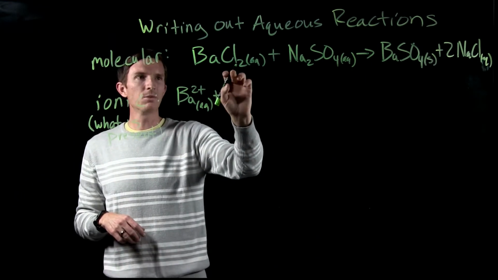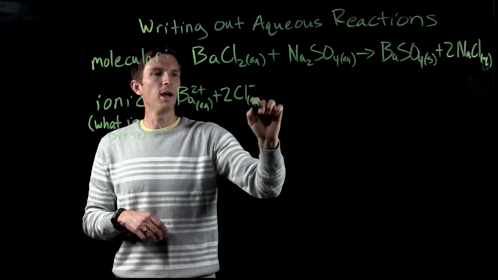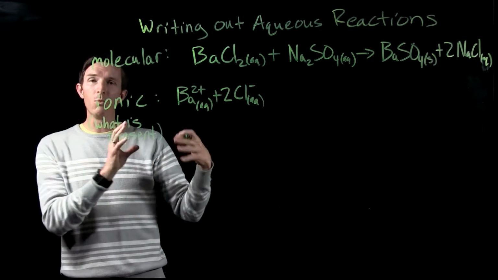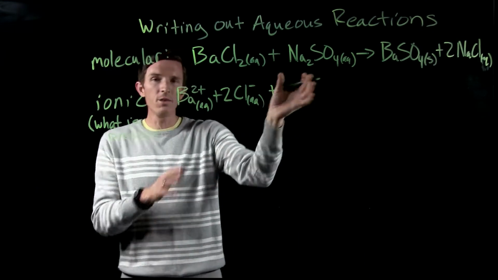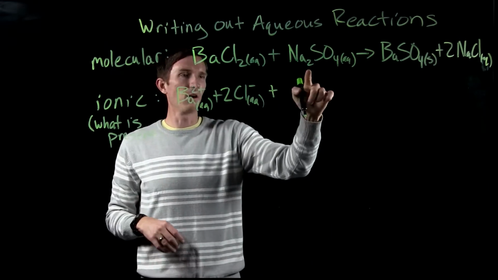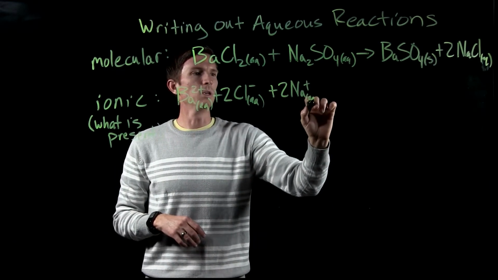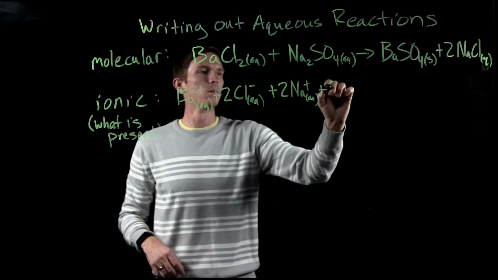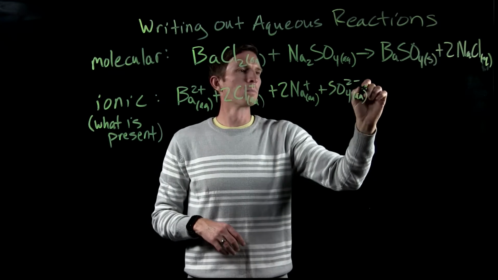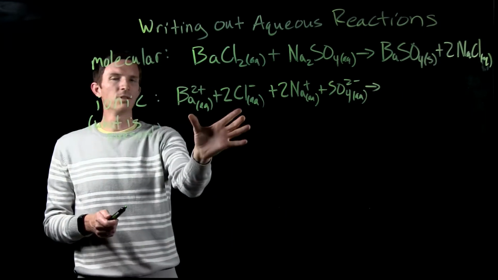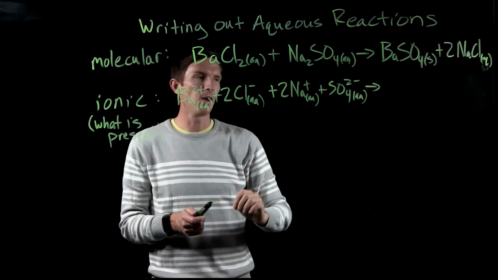Now if we have the subscript here, that means we actually have 2 of those chloride ions coming out of that one barium chloride unit. And then our other solution would encompass our sodium ions, so we'd have 2 sodium ions, which would be aqueous. And then we have our sulfate ions. Okay, so now this is in one solution, the barium and chloride ions. This is in our other solution, the sodium and sulfate ions.